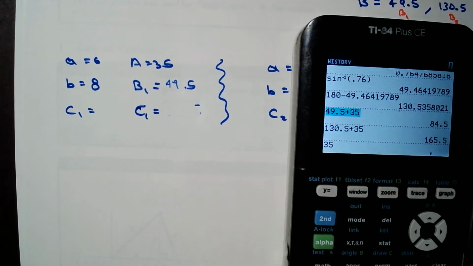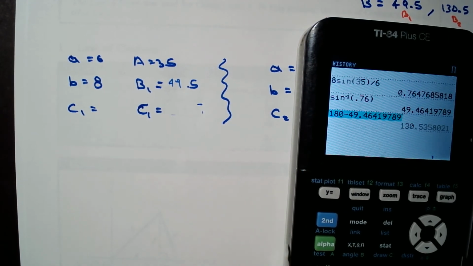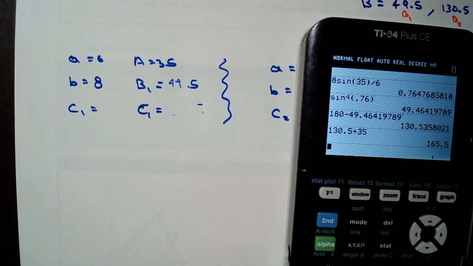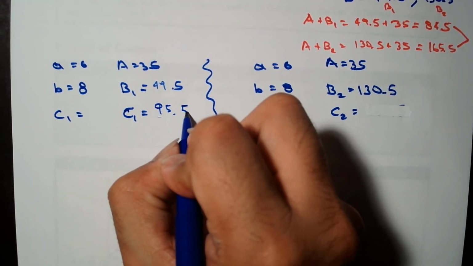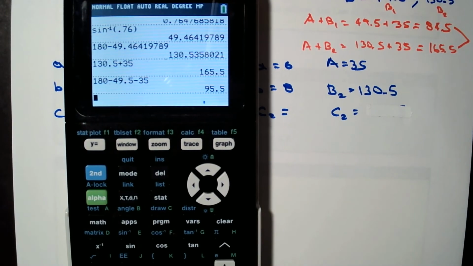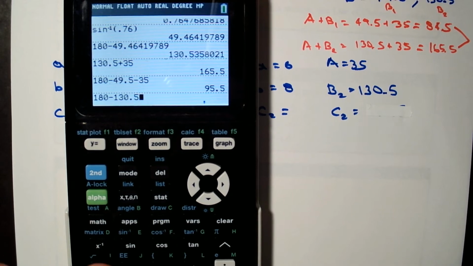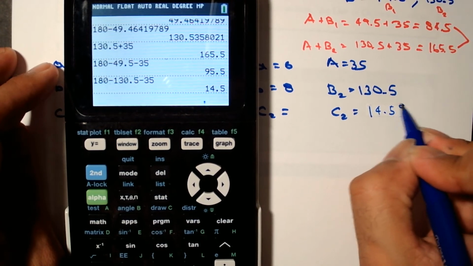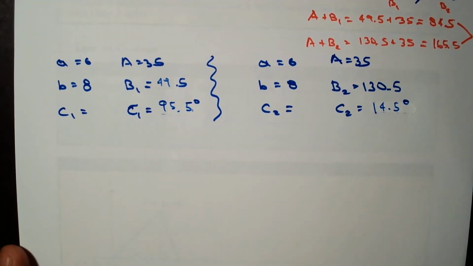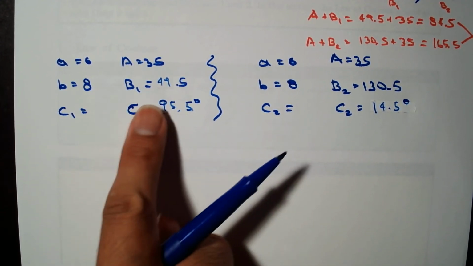So 180 minus 49.5 minus 35. And that's 95.5. And on the other hand, 180 minus 130.5 minus 35, I get 14.5 degrees. All right, so we need to use the law of sines to find C1 and C2.